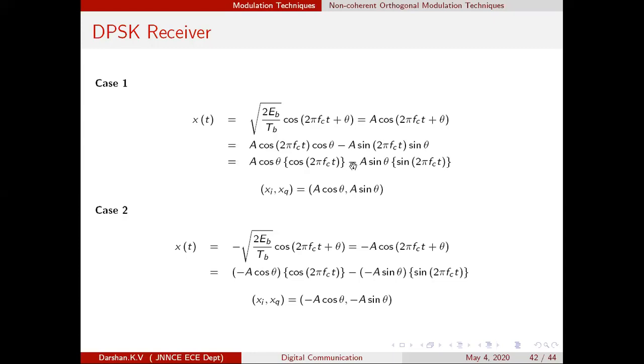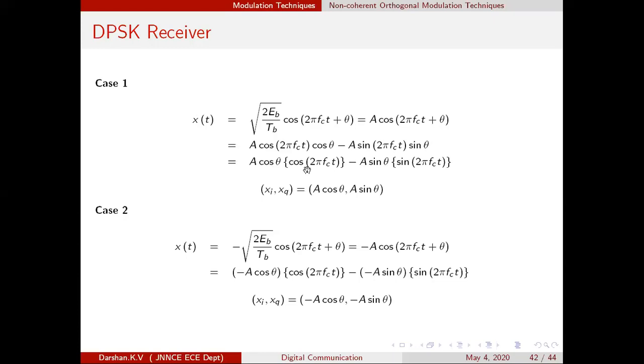You should consider this minus also. Minus should not be written over here. The coefficient which is associated with the sine, you should take only this, the A sin theta. So therefore, in the first case, x of t is expressed in terms of in-phase and quadrature phase components. This A cos theta is called the in-phase component, and this A sin theta is called the quadrature component. Why is it called in-phase?